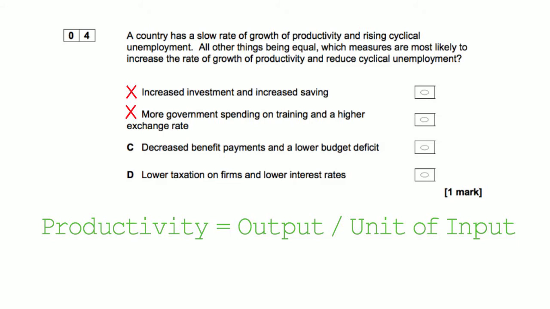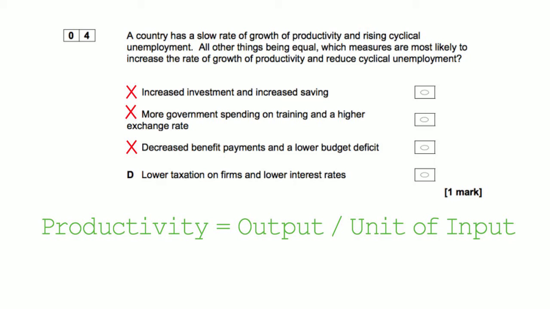So both a decrease in benefit payments and a lower budget deficit will result in aggregate demand shifting inwards, and this would increase the cyclical unemployment rate, and it would have no effect on the growth of productivity. Therefore, C is wrong. Option D is to have a lower taxation on firms and lower interest rates.